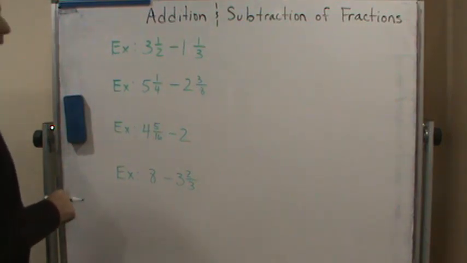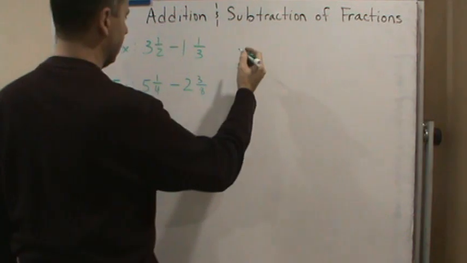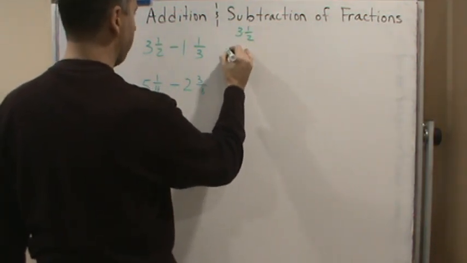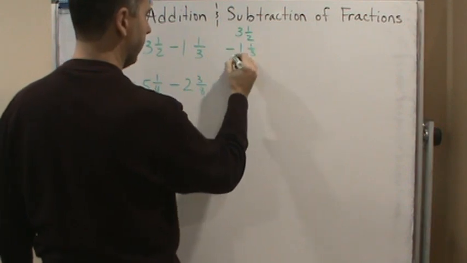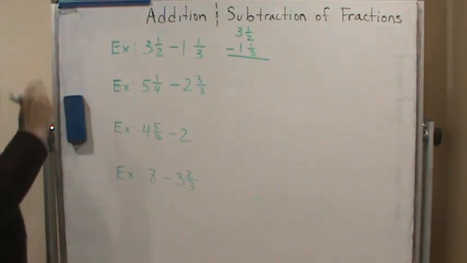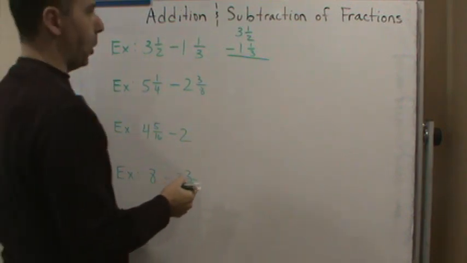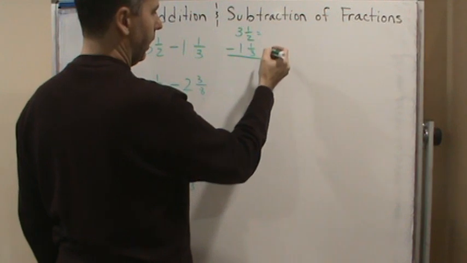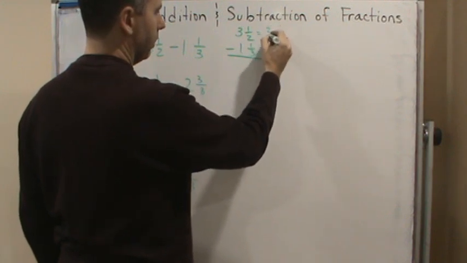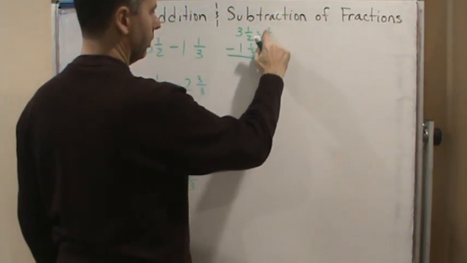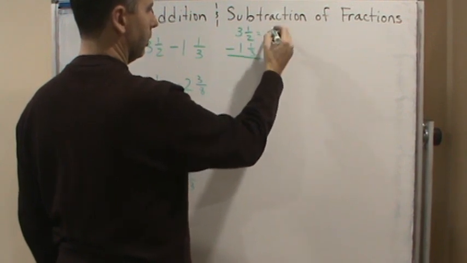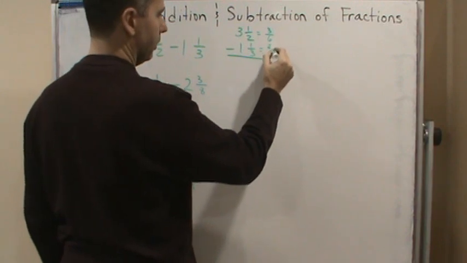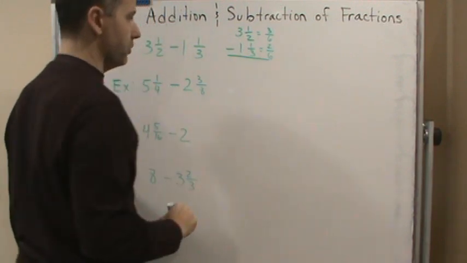So the first one, again, we're going to set it up vertically. So this is going to be 3 1/2 minus 1 1/3. Now these do not have common denominators. So I'm going to change these to common denominators. So this is going to equal 3/6, and this is equal to 2/6.